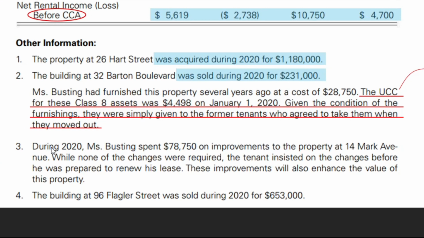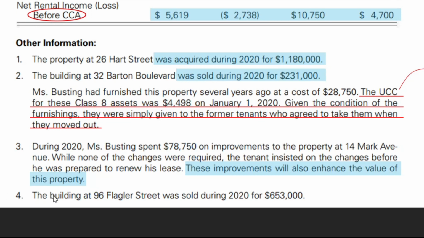Next, we can look at item 3. It says during 2020, Ms. Busting spent $78,750 on improvements to the property at 14 Mark Avenue. While none of the changes were required, the tenant insisted on the changes before he was prepared to renew the lease. The key thing here is that these improvements will also enhance the value of this property. You are being told that to the 14 Mark Avenue property in the third column here, there are net additions in the year.